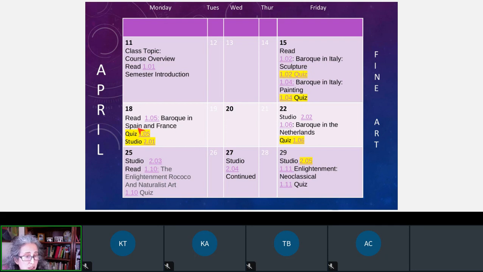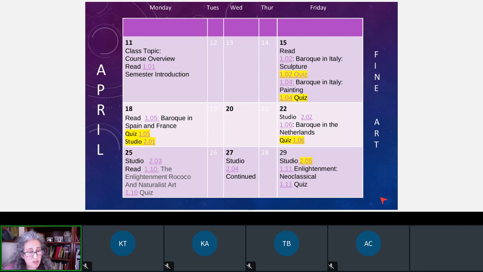The Baroque in Spain and France, this was in Italy, that was quiz 1.05. Baroque in the Netherlands, that was quiz 1.06. And then we really bridged from the Baroque to the Enlightenment here in 1.10, quiz 1.10. So if you're missing any of these, I could go through it right now.